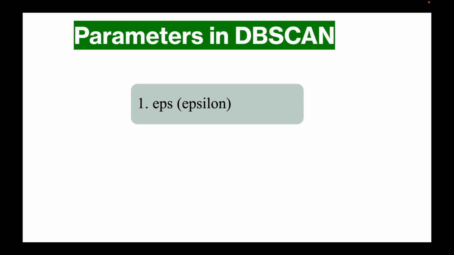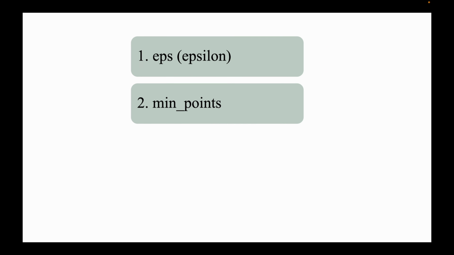Parameters in DBSCAN algorithm. DBSCAN depends on only two parameters to detect clusters. One is epsilon and another is minimum points. Now let's learn each of them.